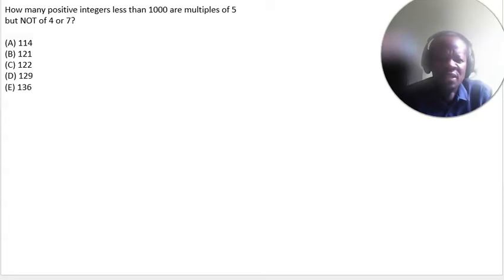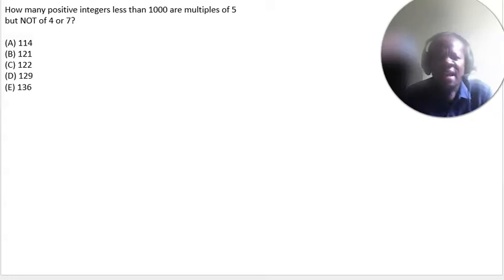But before we go ahead and start solving the question, we need to take care of a few things. Now, what does the phrase 4 or 7 mean? Under sets, 4 or 7 or 4 and 7. So that is what that means. So from the list of multiples of 5 less than 1000, we are going to remove the multiples of 4, multiples of 7, and multiples of 4 and 7.